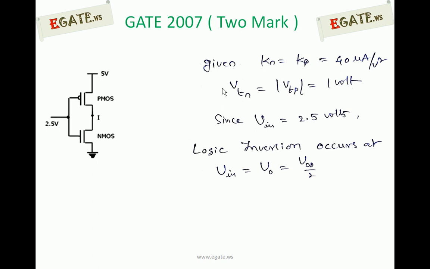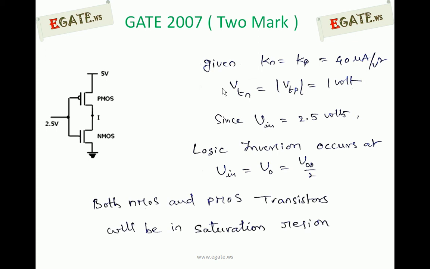At the logic inversion point, both transistors will be in saturation. This is an important point. Both the NMOS and PMOS transistors will be in saturation mode since we are looking at the transistor at the logic threshold point, because Vinput is 2.5 volts.